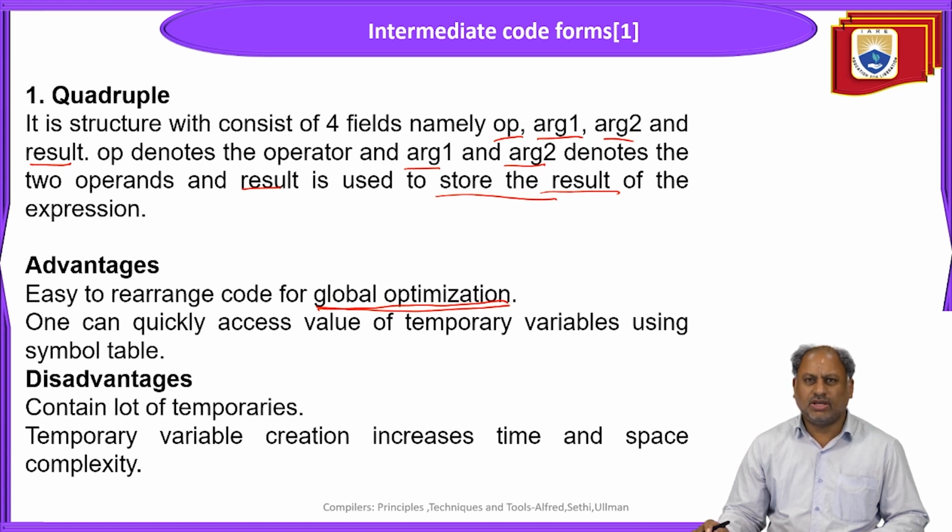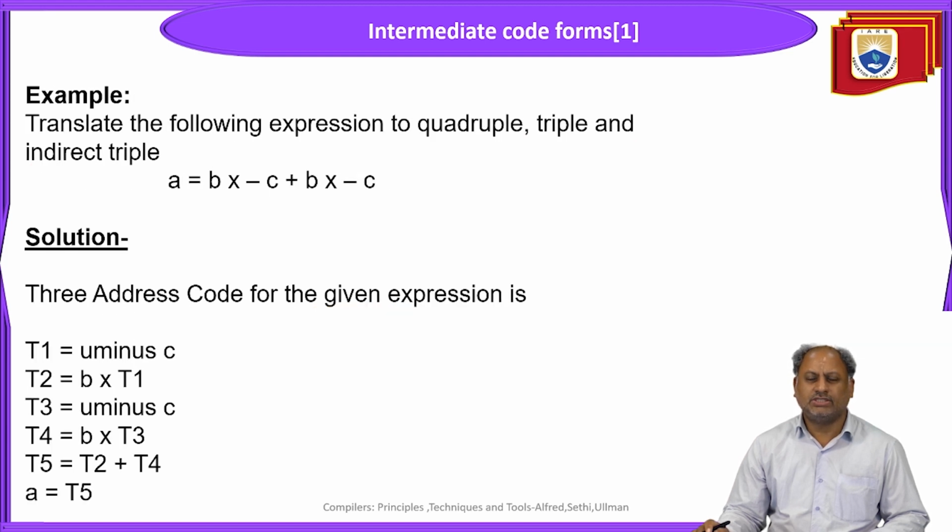That is the main advantage of the quadruple representation. Some flaws are also available. Whenever we use this type of representation, we generally use different temporaries. A lot of temporary variables are required, so that consumes more space, and processing time is also required. That is the main problem with this quadruple representation. These are the main pros and cons of quadruple representation. Let us see an example of how this can be implemented.